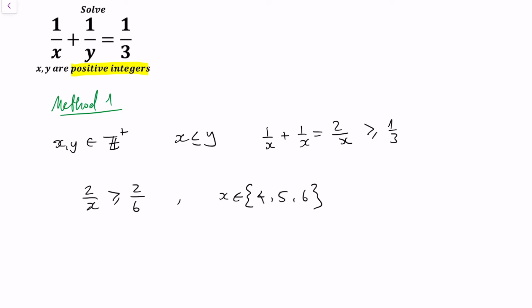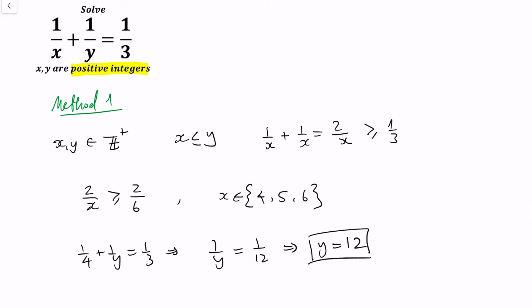So if x is 4, we have 1 over 4 plus 1 over y is equal to 1 over 3. That implies 1 over y is equal to 1 over 12. So that implies y is equal to 12. So that's the first solution. So y is 12 when x is 4. I should write it explicitly here, x is equal to 4.